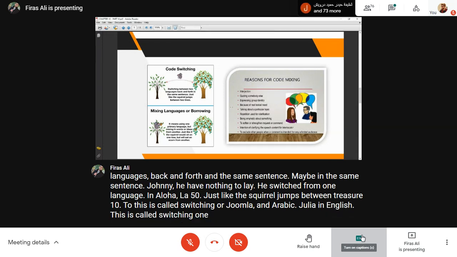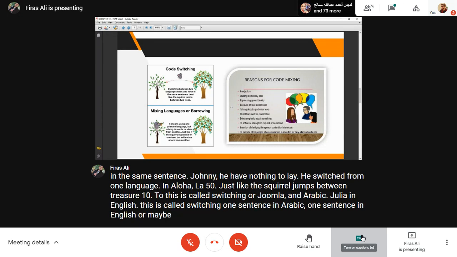One sentence in Arabic, one sentence in English, or maybe half of the sentence in Arabic, half of the sentence in English.